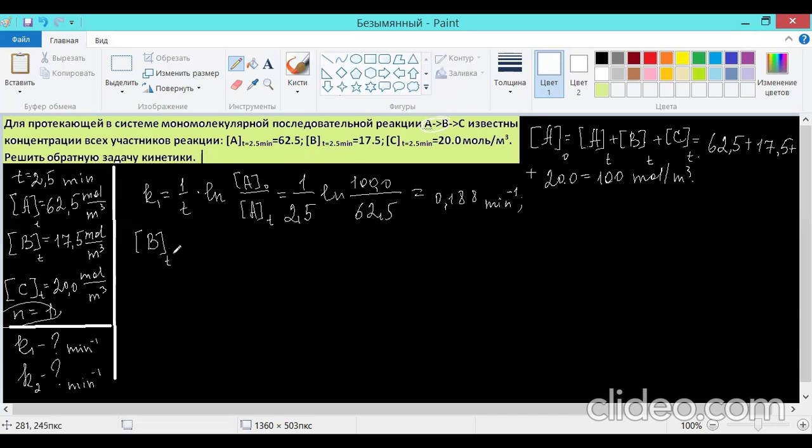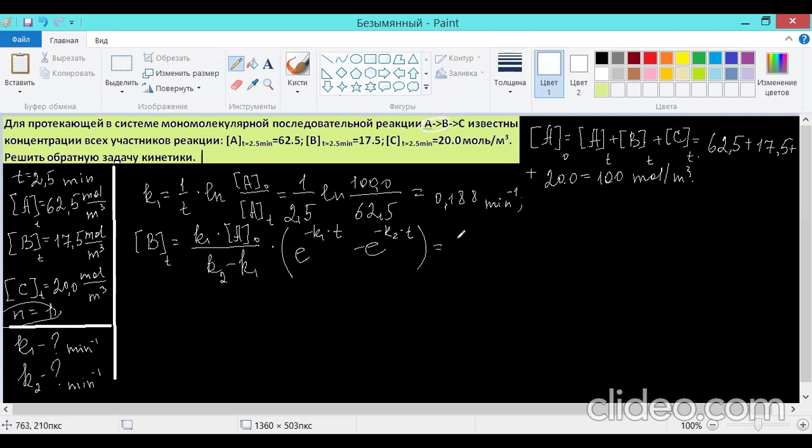So B at time t equals K1 times the initial concentration of the reagent A divided by K2 minus K1, okay? And this fraction is multiplied by the difference: exponent raised to minus K1 times t, minus another exponent raised to minus K2 times t. Okay, so let's do that.